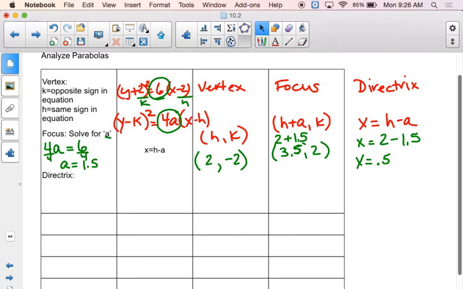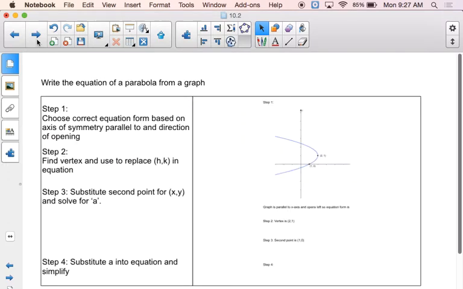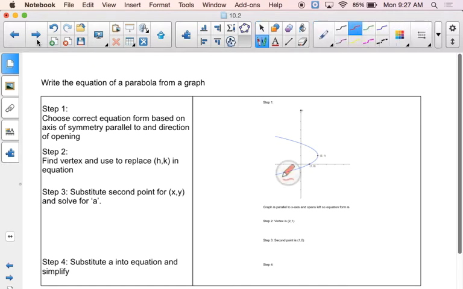Okay? All right, now let's take a look at how to write the equation of a parabola from the graph. Okay, so let's look at what we know here. My graph and my axis of symmetry is parallel to the x-axis, and it opens to the left.